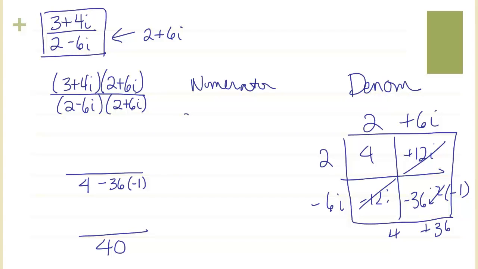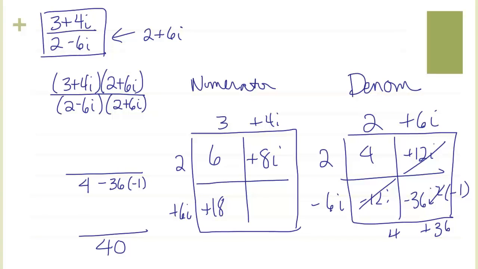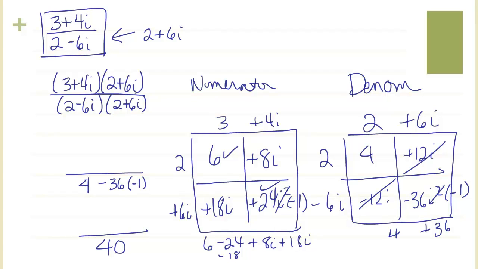So for the numerator, I've got 3 plus 4i and 2 plus 6i. So I got 6, 8i, 18i, and 24i squared. This is going to be negative 1. So I'm going to have 6 minus 24. I brought that one over, I brought that one over. 24 times negative 1 gives me negative 24. Plus 8i plus 18i, so it's going to be negative 18 plus 26i. Ugly numbers, that's okay. Negative 18 plus 26i.